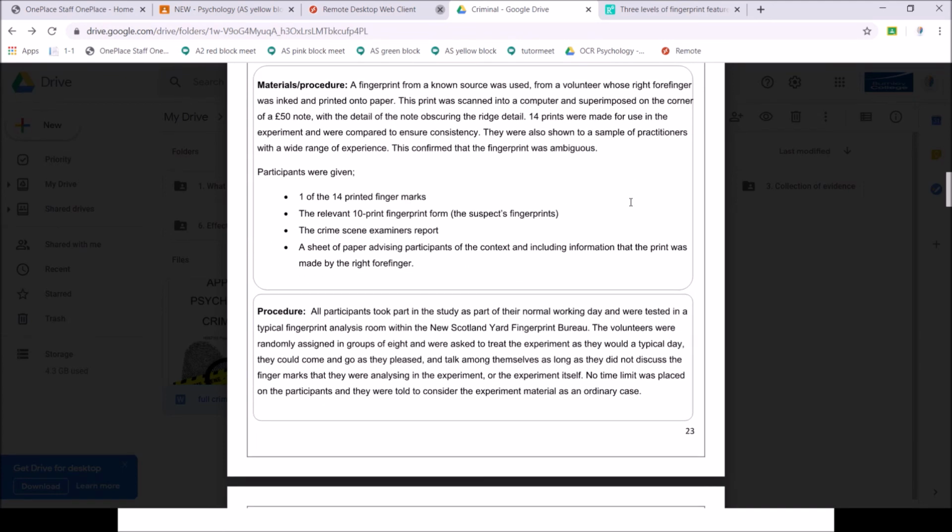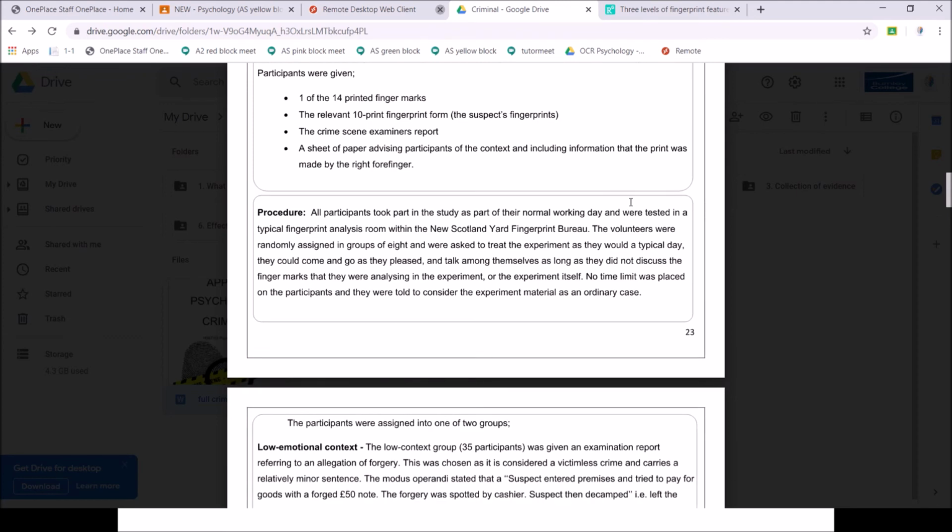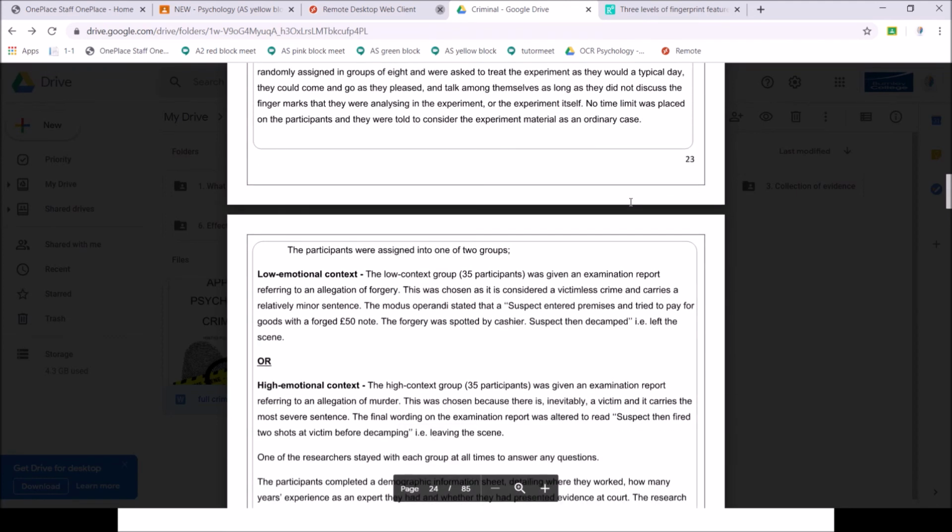So, as I say, they tried to make this as naturalistic as possible, so they were randomly assigned in groups of 8 and were asked to treat this experiment as they would a typical day. So they could talk to each other and things like that, but they weren't allowed to actually discuss the fingermarks, so they weren't allowed to kind of bias each other in any way. But other than that, it was fairly naturalistic as an experiment, and they could consider it for as long as they wanted. So all quite naturalistic.